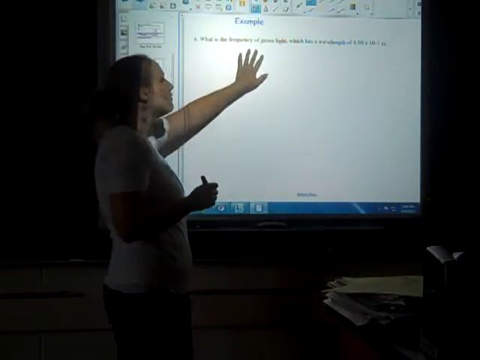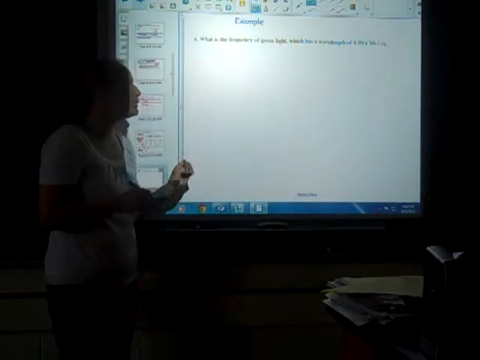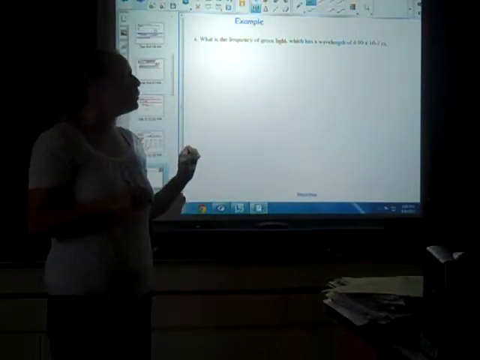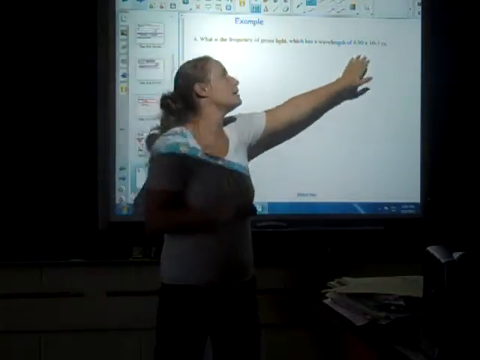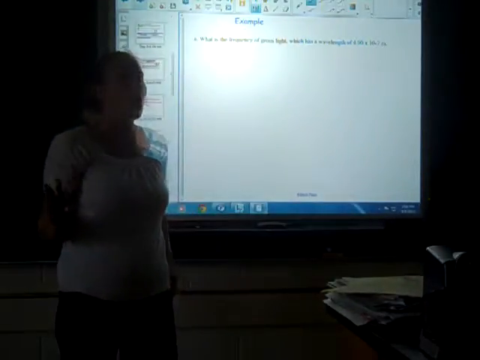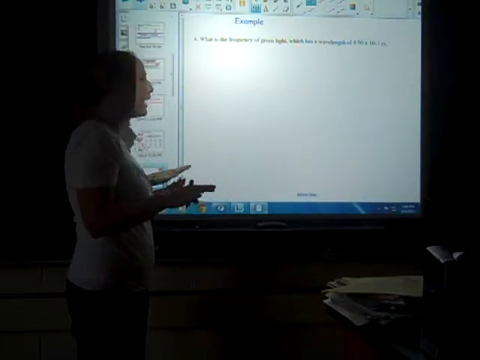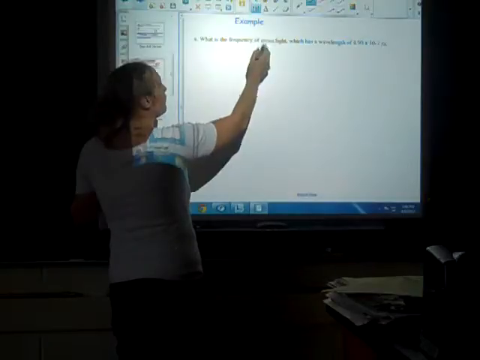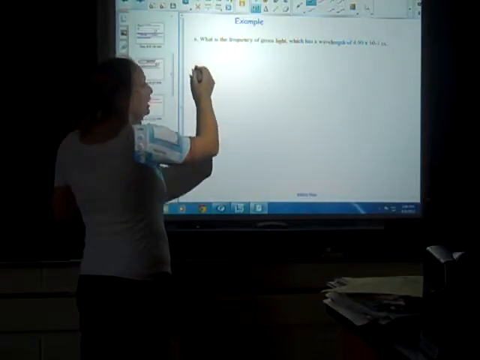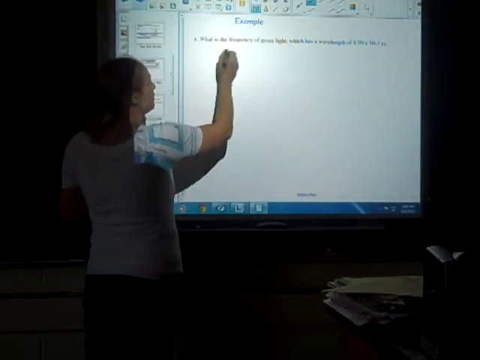So here we have a math question. It says, what is the frequency of green light, which has a wavelength of 4.90 times 10 to the negative 7th meters? Sorry, I didn't superscript that. I would strongly encourage you, anytime you're doing a math question or calculating something, to take the variables from the question and write them in the margin of your paper. So it says, what is the frequency?